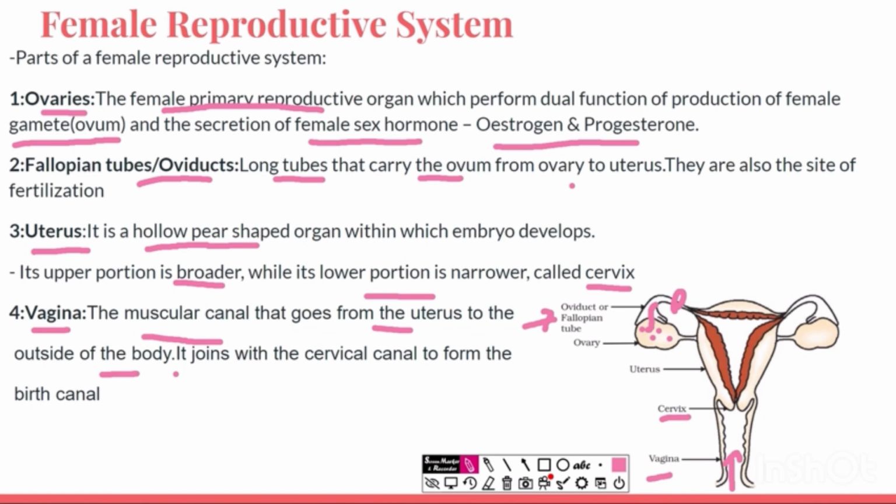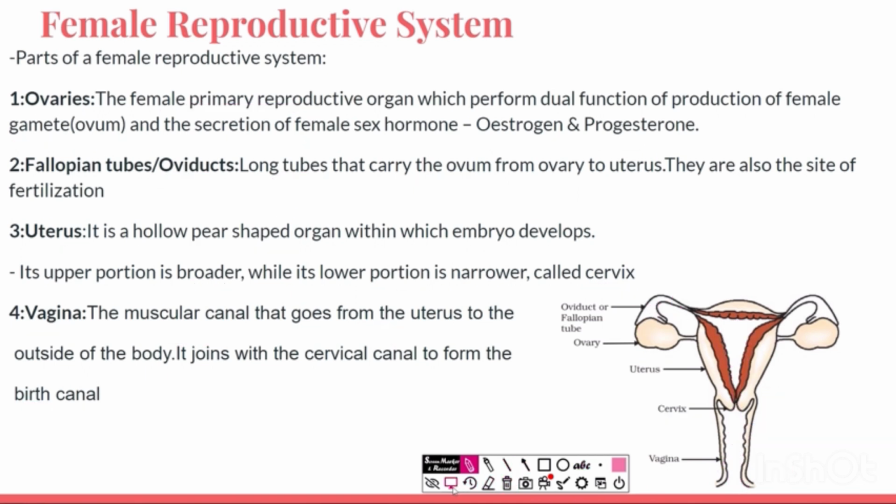It is the outer outlet of the female reproductive system. This vagina joins the cervical canal. Now the canal of this cervix, along with this vaginal canal, both of these canals combine to form the birth canal. Birth canal is the canal from which the baby is delivered. So the baby grows inside this uterus for 9 months. After growing completely, the baby is pushed out of the uterus through the birth canal and out of the body. So this is all about the female reproductive system. The diagram is also very important and all the parts and their functions are very important.